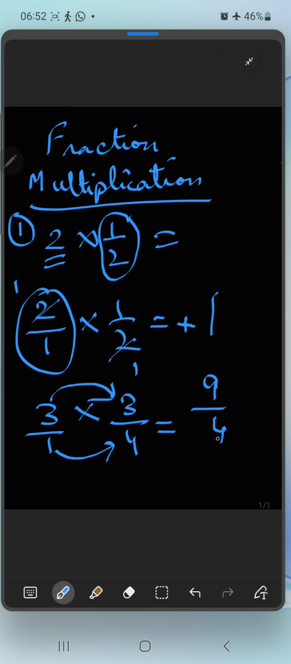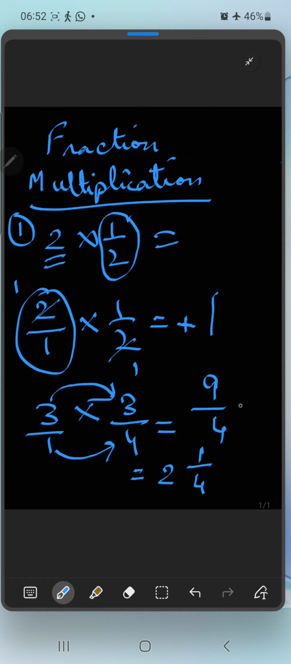We can write this fraction in the mixed form also, but this fraction is in its simplest form only. So this is the way how you multiply fractions. This is the first way in which you can multiply your fraction. This is the first case where we are multiplying an integer with a fraction.